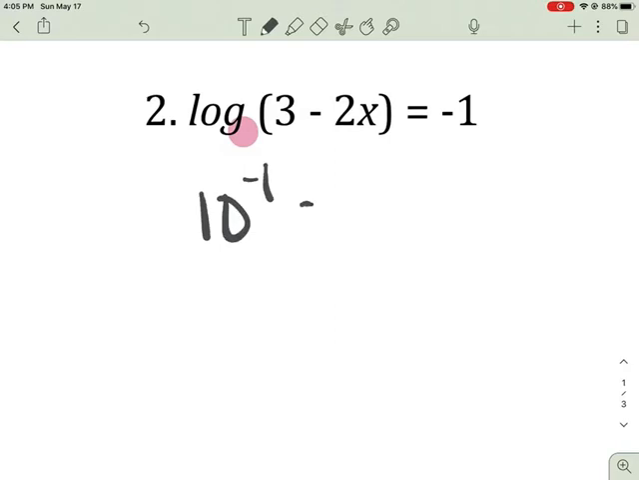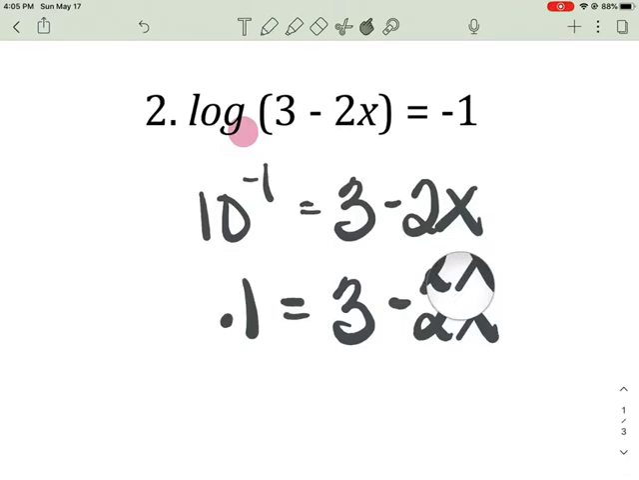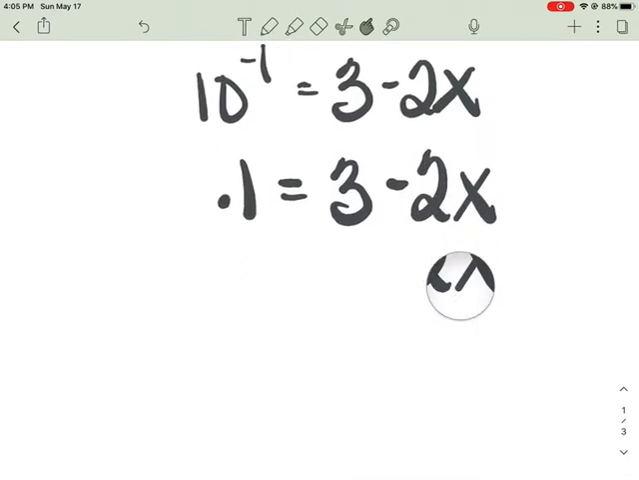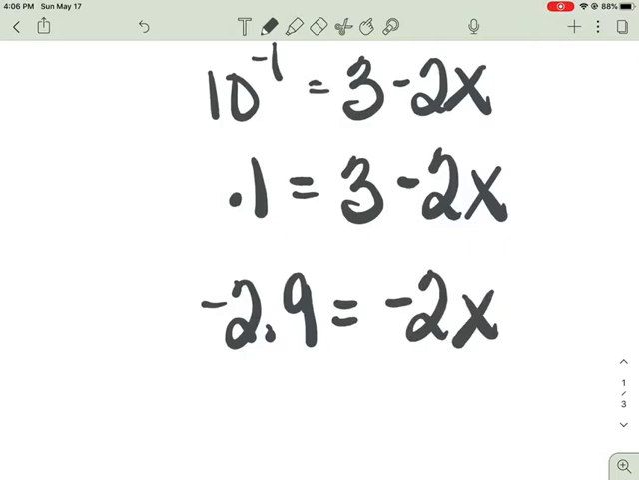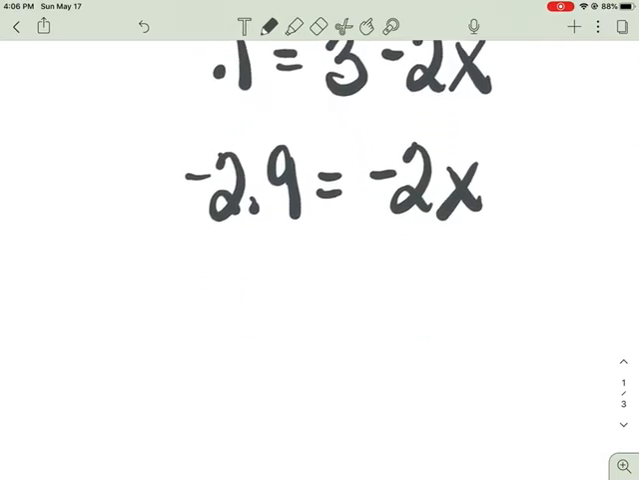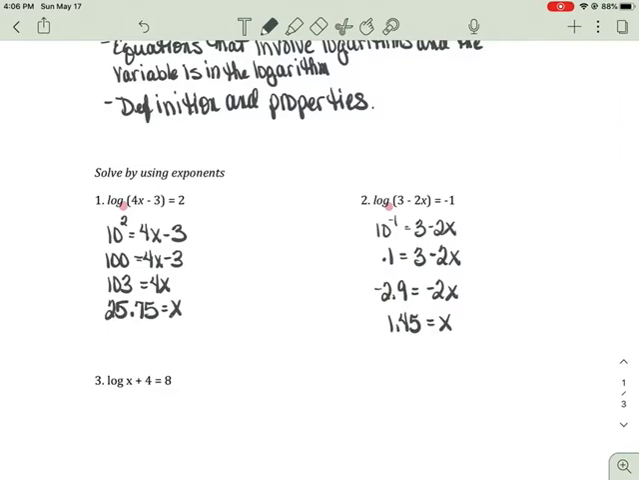So 10 to negative 1 is equal to 3 minus 2x. Remember, 10 to negative 1 in decimal form is 0.1, in fraction form is 1 over 10. I'm going to use the decimal form. So 0.1 is equal to 3 minus 2x. I'm going to subtract the 3, and that's going to make negative 2.9 equal to negative 2x. Let's divide by negative 2, and I'm going to get 1.45. Okay. All right, let's try one more of these.